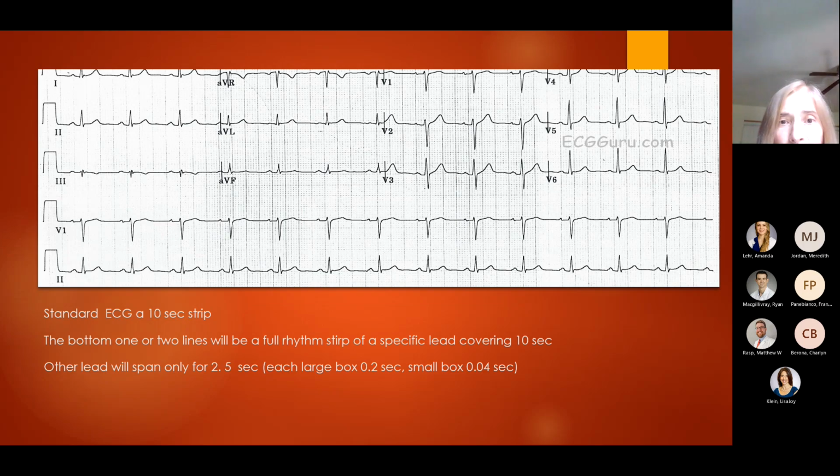So this is the 12-lead ECG, and I just want to mention that the bottom two give you a 10-second strip, V1 and 2, and it depends on the ECG machine. Sometimes it's going to give you 3 leads instead of 2. The rest of the leads, all these leads on the top here, are only 2.5 seconds.